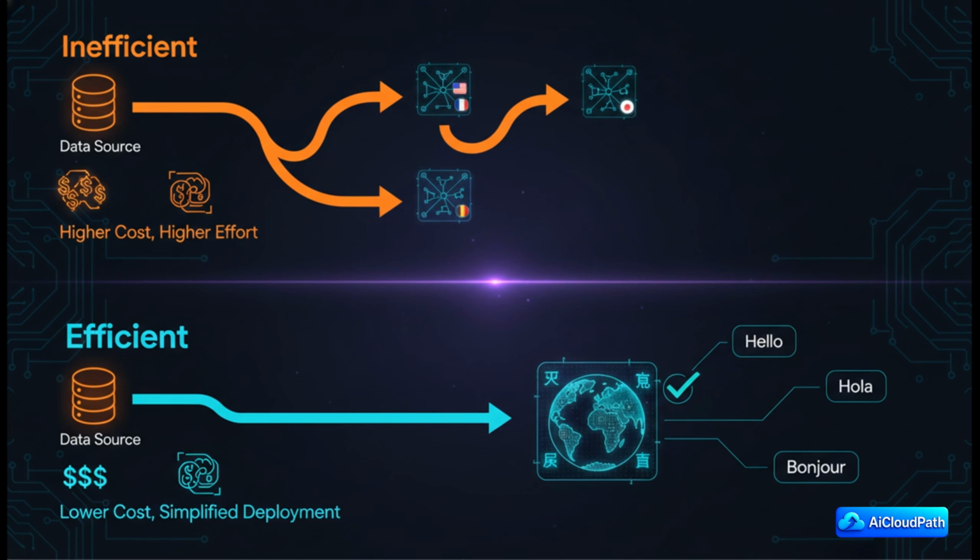Think about it. If you pick a model that already knows multiple languages right out of the box, you save yourself a massive amount of time, money, and headaches. You don't have to train a whole new model for every single language you want to serve. It's a huge time saver.